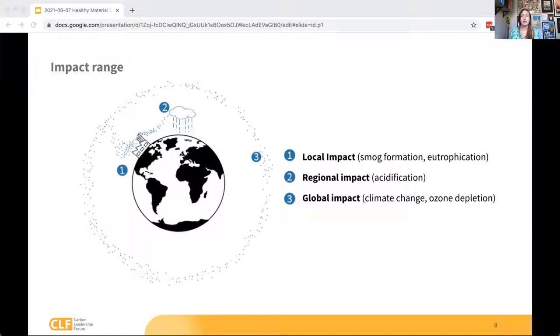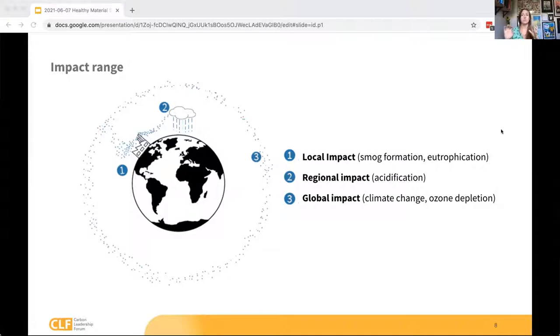The range of these environmental impacts varies, which is really important, particularly when we think about what policies and other levers we have to change them, and how they need to be scaled in order to actually have a change. So we think about local environmental impacts, such as smog formation and eutrophication. These are things that can be solved with local policies. So for example, if you restrict the use of fertilizers in agriculture, you can directly have an impact on eutrophication in an area.